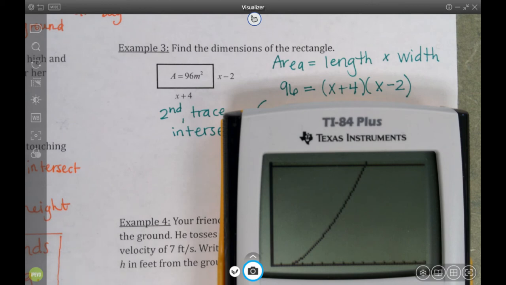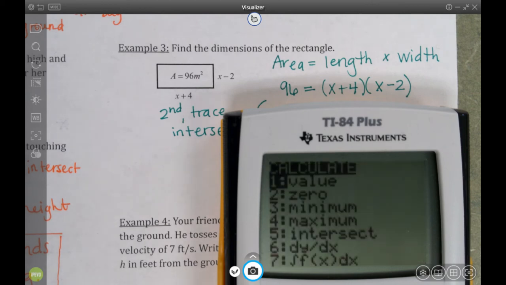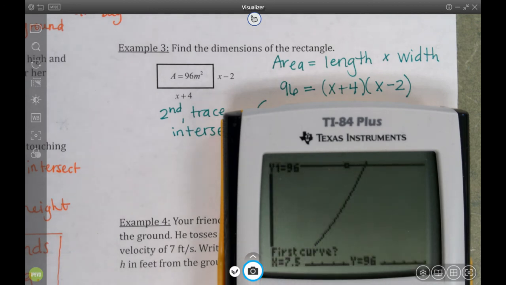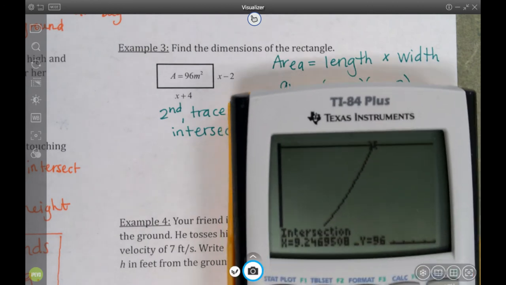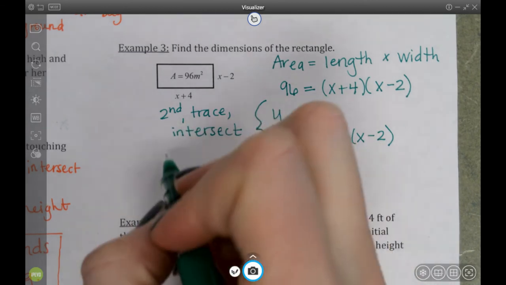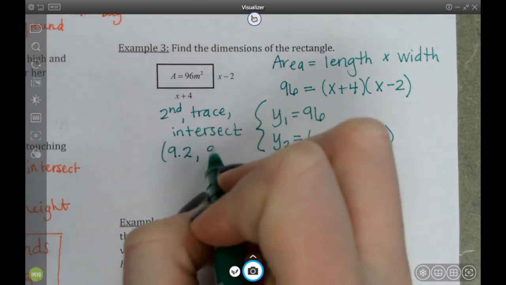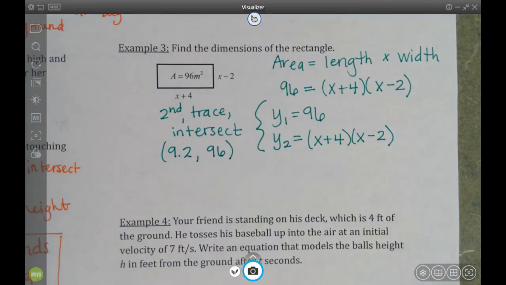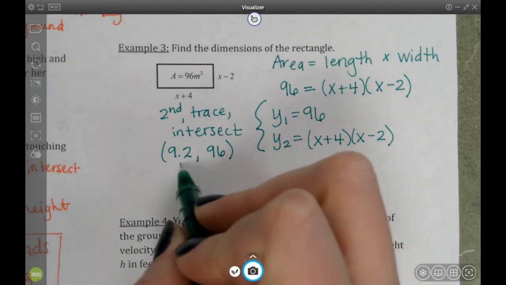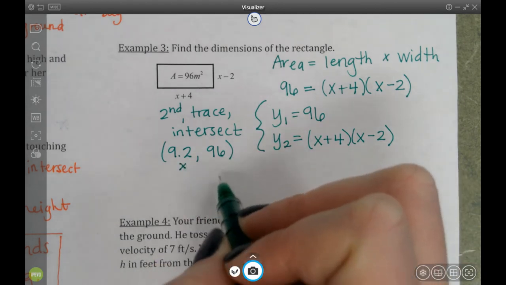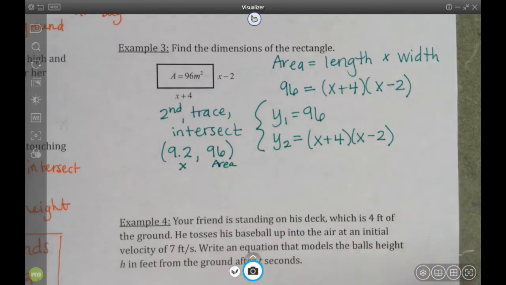So I'm going to go back to my calculate menu, second trace. I want the intersection. First curve, second curve, and guess. And it gives me an intersection at 9.296. So I have an x value of 9.2 and an area of 96.